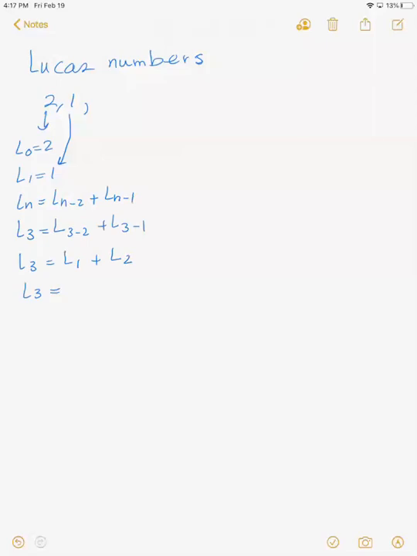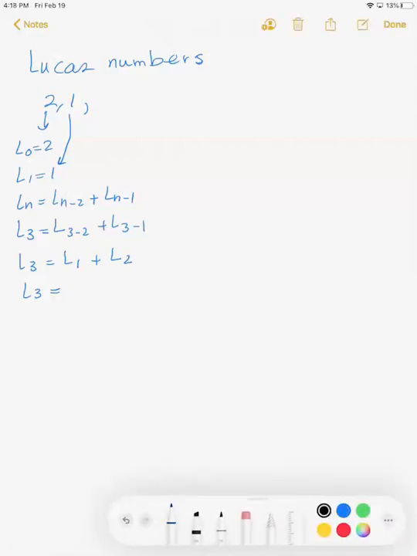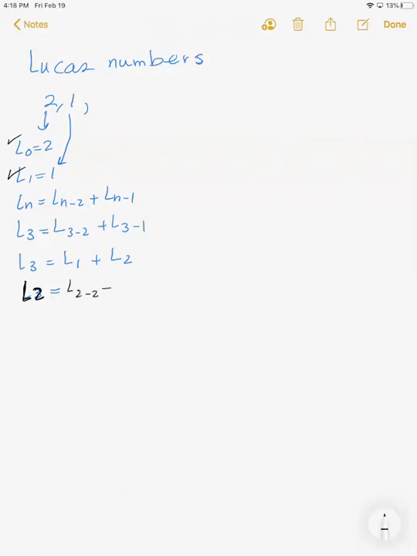I'm sorry, I went too fast. I need to find L3, I need L2, and I don't have L2, so I need to find L2 first. So to find L2, because that comes next, I have L0, I have L1. To find L3, I need L2, and L2 is equal to, again, 2 minus 2 plus 2 minus 1. So L2 is equal to L0 plus L1. And L2 is equal to L0, which is 2. L1 is 1. So L2 is equal to 3.